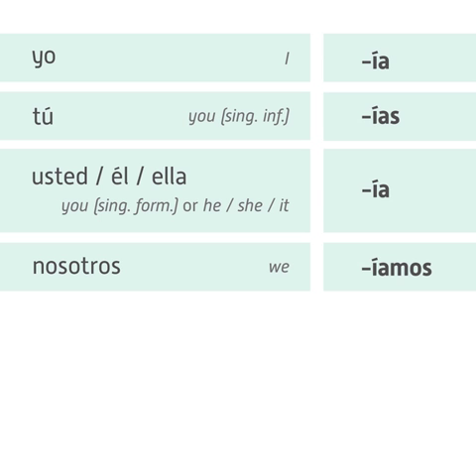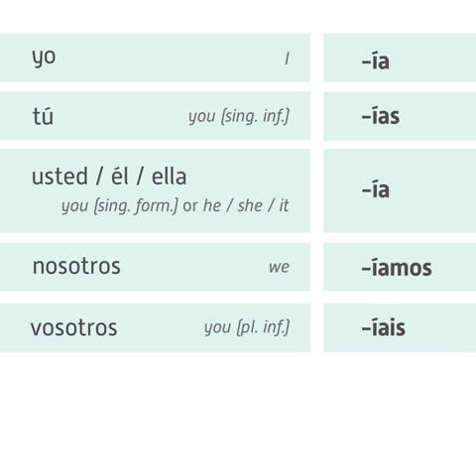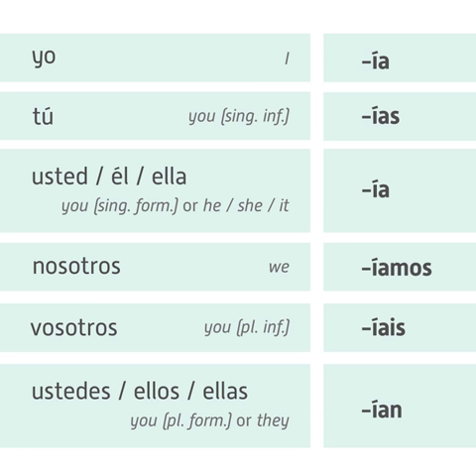If the subject is nosotros, the ending is íamos. If the subject is vosotros, the ending is íais. If the subject is ustedes, ellos o ellas, the ending is ían.